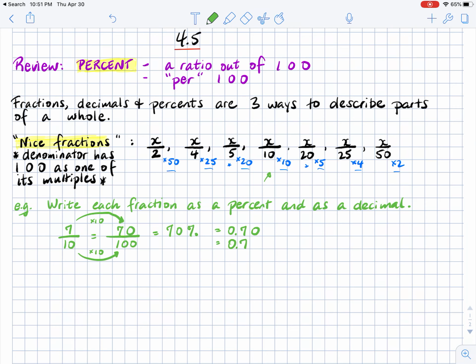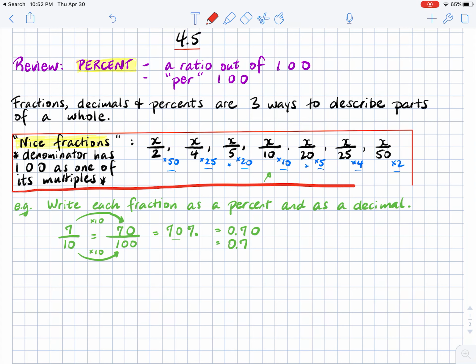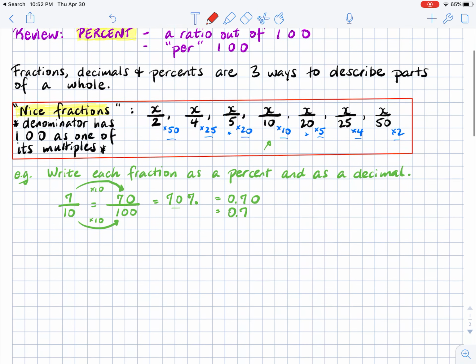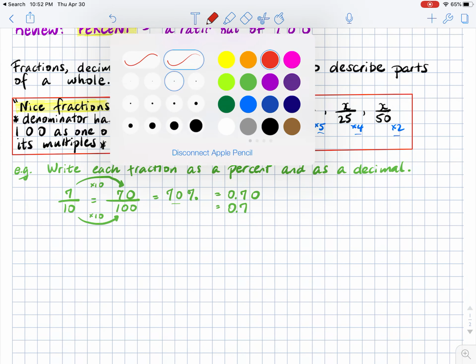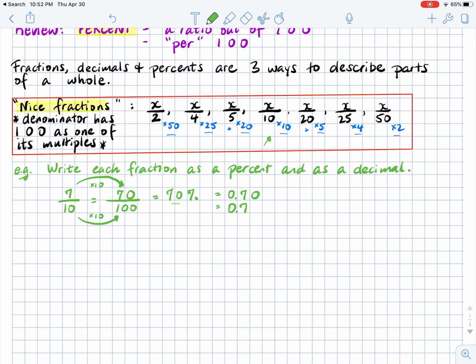You find out what the equivalent fraction is over 100 because percent means per 100. Again, I would actually box this out as a nice little chart just so you have it as a reference, so that you understand clearly how many times you have to multiply each denominator by to get to 100. Okay, so that's how we apply this chart here. Okay, let's go with another example. That was example number 1.